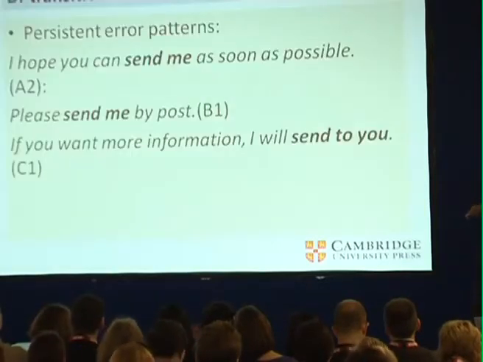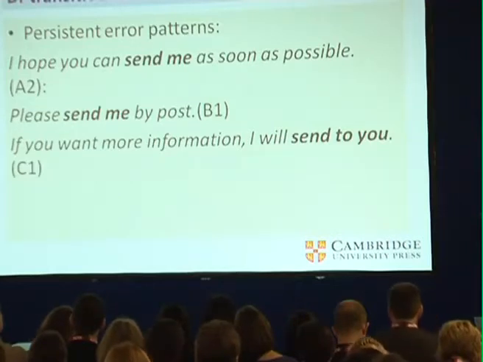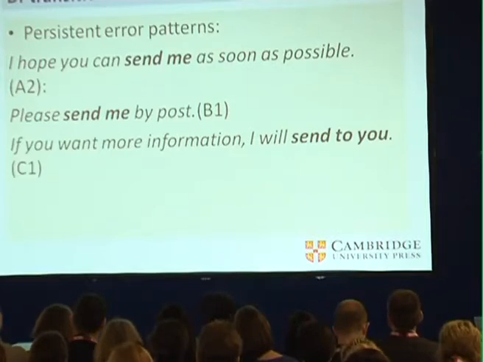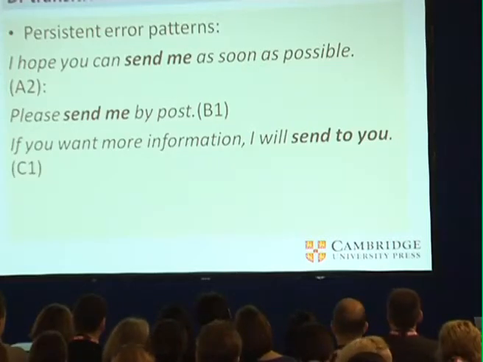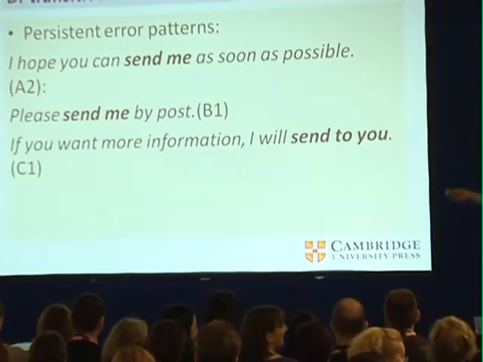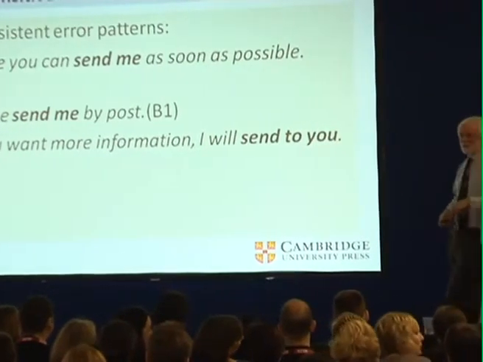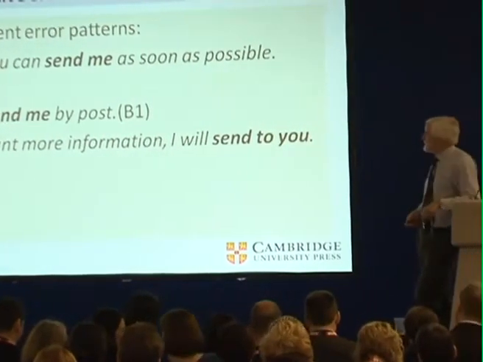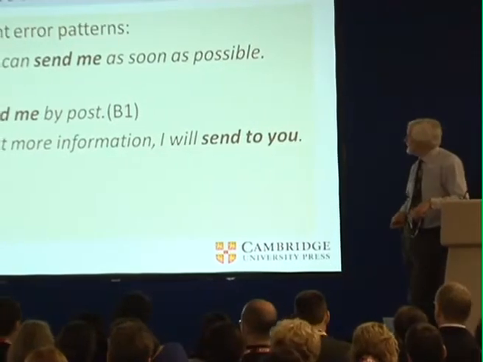The next screen shows some examples with send. And again, persistent error patterns are similar to those with give. I hope you can send me as soon as possible. It's a nice one, isn't it? Of course, you're not going to send the person. You're going to send something to the person. Send me it or send it to me as soon as possible.